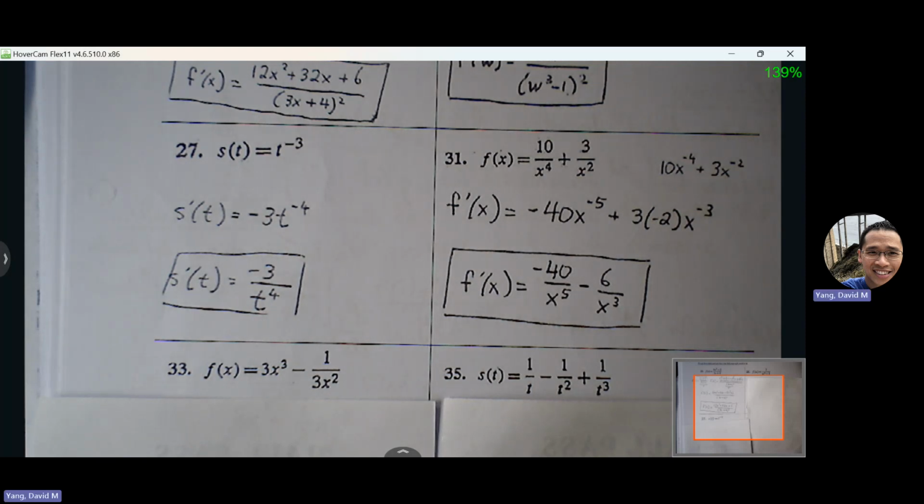Okay, what about 33 and 35? Can we avoid quotient rule for these two? Yes. So notice under each fraction, there's only a single term. There's no addition and subtraction within each of the denominators. So you can bring all the variables up and just rely on power rule.